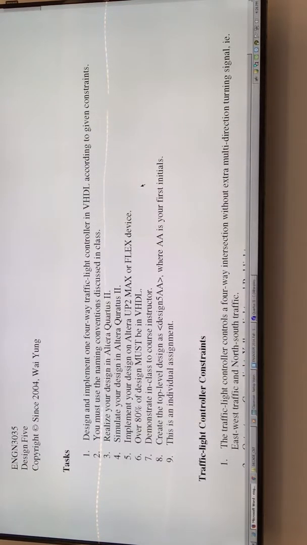But the easiest way is to always start with a state diagram. Figure out how many states you need. Figure out how to move between states. And then figure out the truth table, and figure out the equations, and then you can program. All right, so let's talk about what is a state diagram.